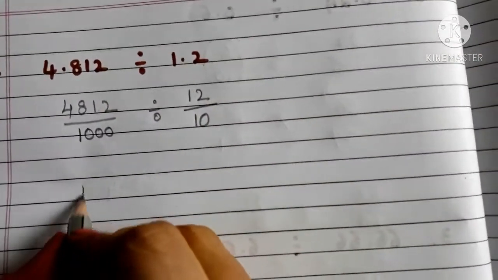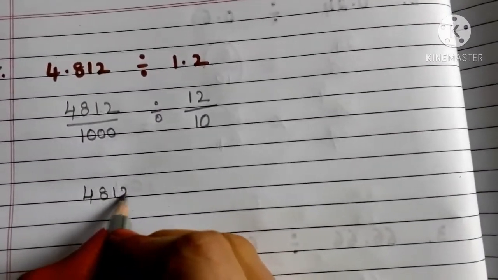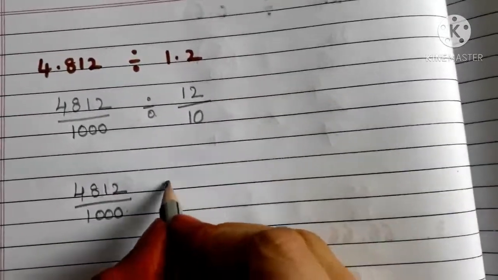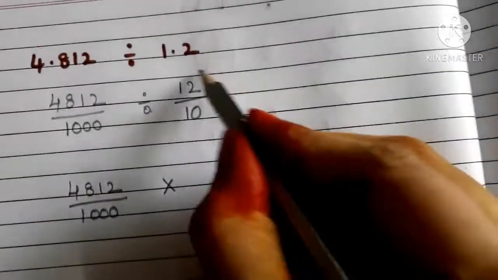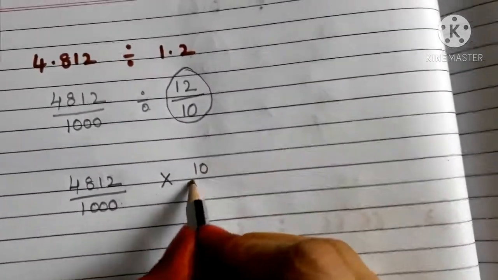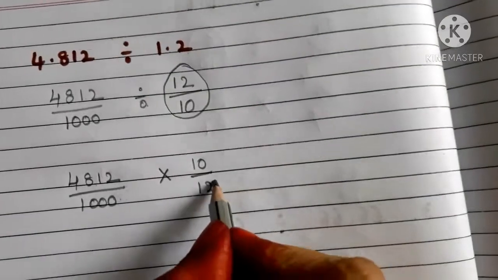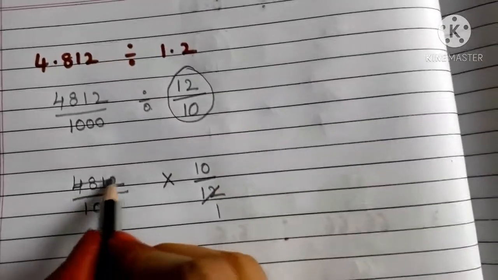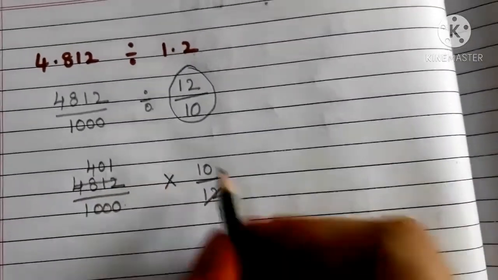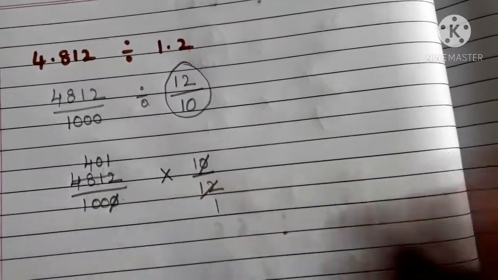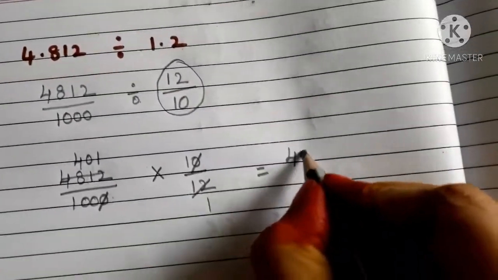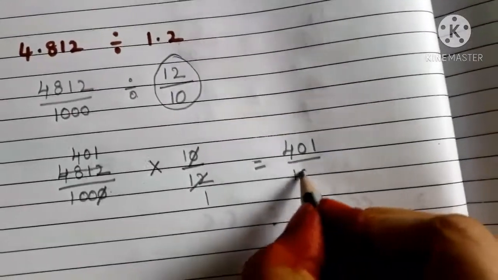Now, take this fraction 4812 by 1000. Instead of division symbol, write multiplication symbol and take the reciprocal of this fraction, 10 by 12. Okay. See, 12 ones are 12. 12 401s are 4812. Okay. This 0 and this 0 gets cancelled. Now, we have the answer 401 by 100.